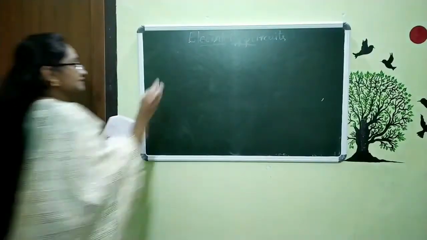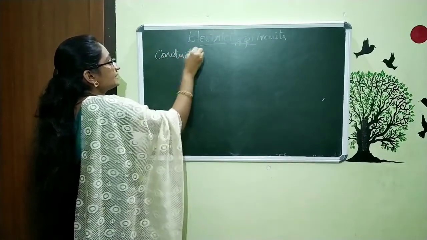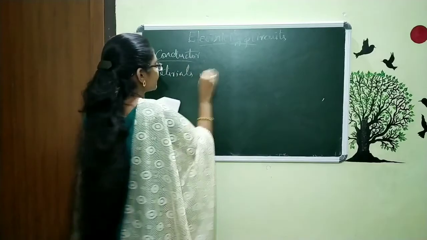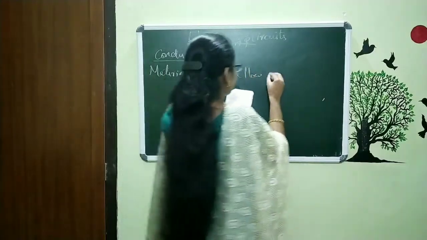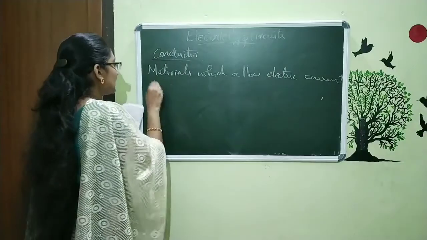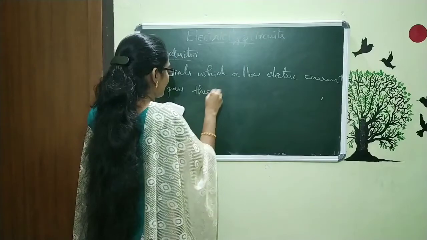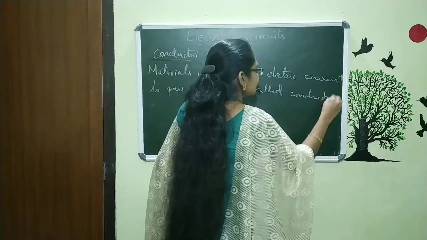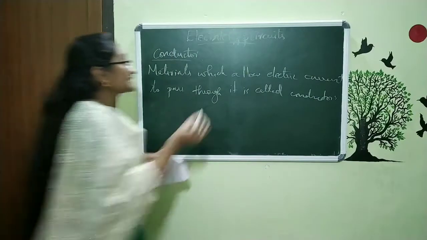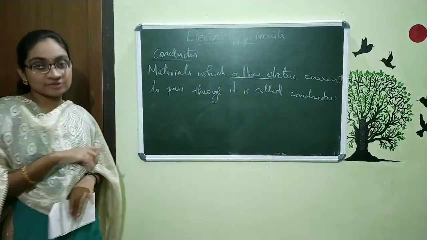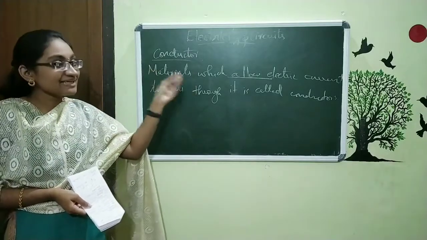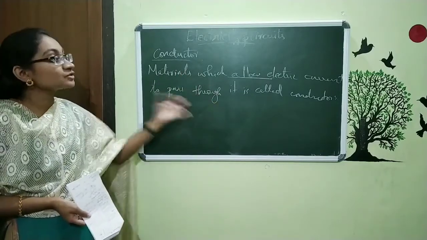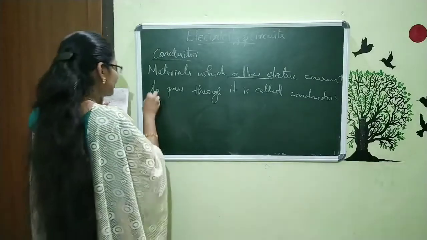First is our conductor. I already mentioned this. The definition is this: materials which allow electric current to pass through are called conductors. That means the electric current, simply we can say current or electricity. The materials which allow electricity or electric current to pass through them are called what? Conductors. And what are insulators?